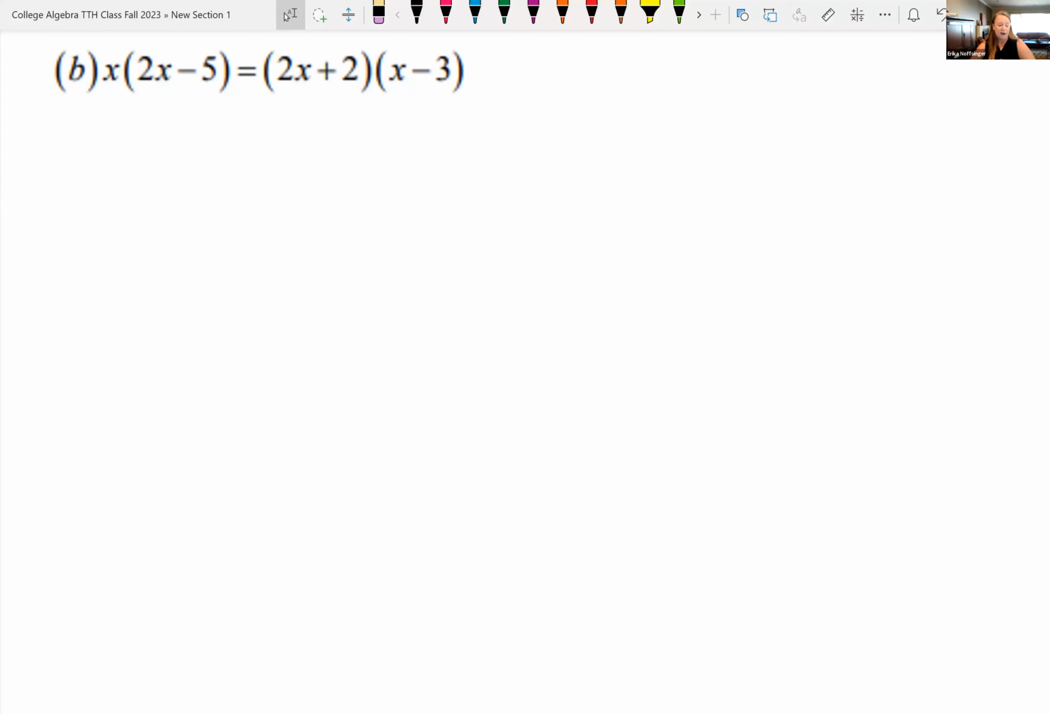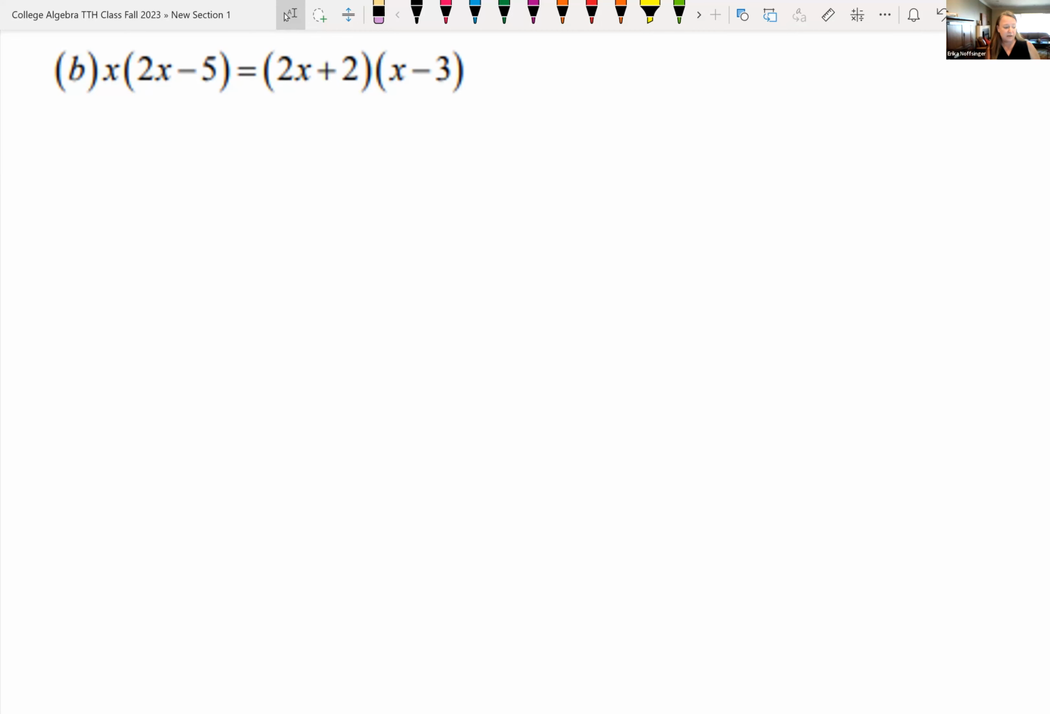Okay, so we have another linear equation in front of us. It actually is not linear when we start, and I'll show you why, but it ends up becoming a linear equation as we go through and we simplify. So notice that for 2b, that b is the letter, it's not part of the equation. So for part b, we have x times the quantity 2x minus 5 equals the quantity 2x plus 2 times the quantity x minus 3.